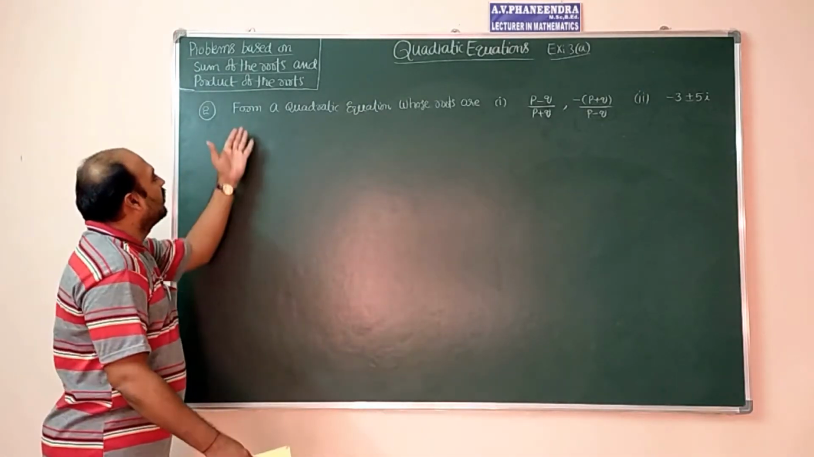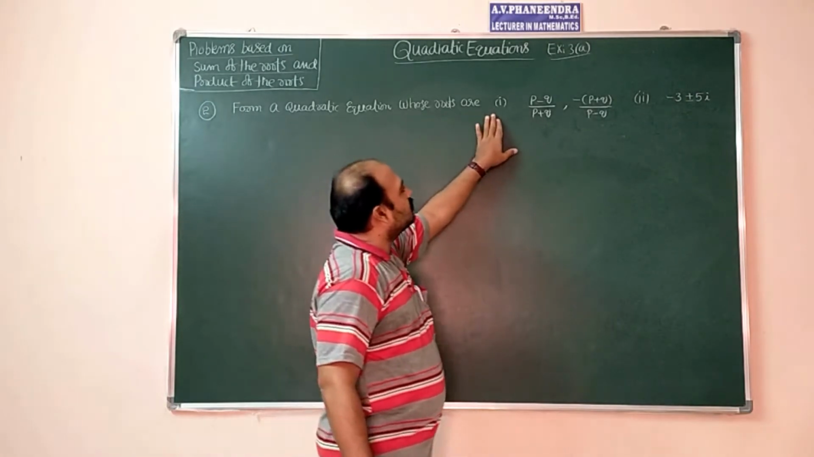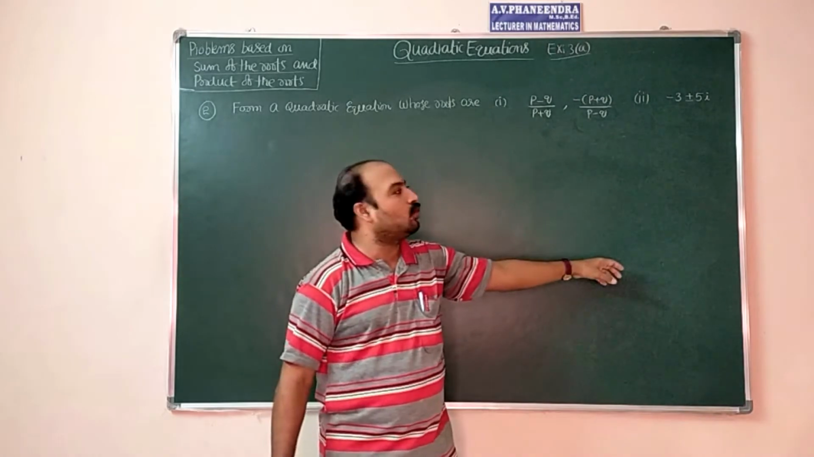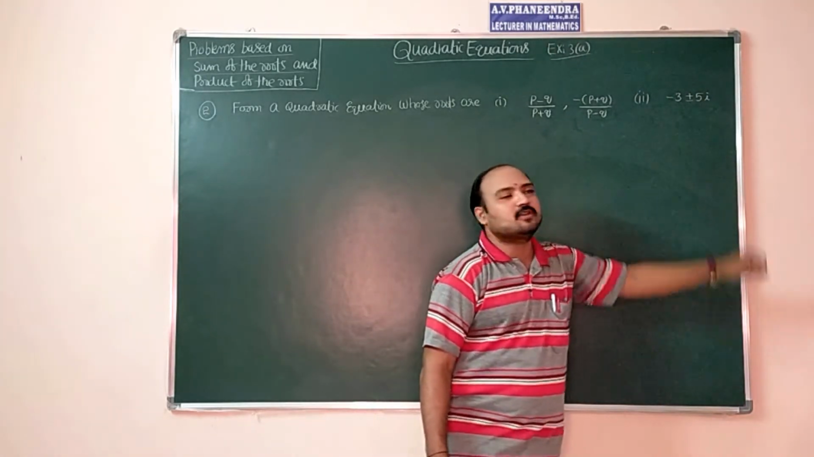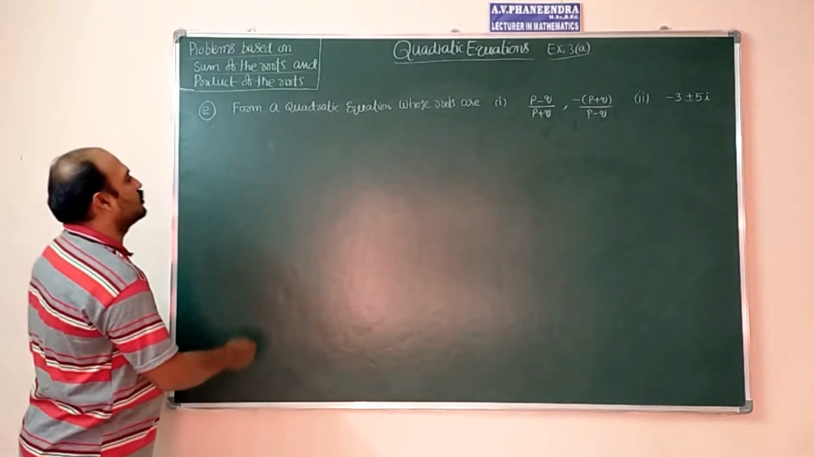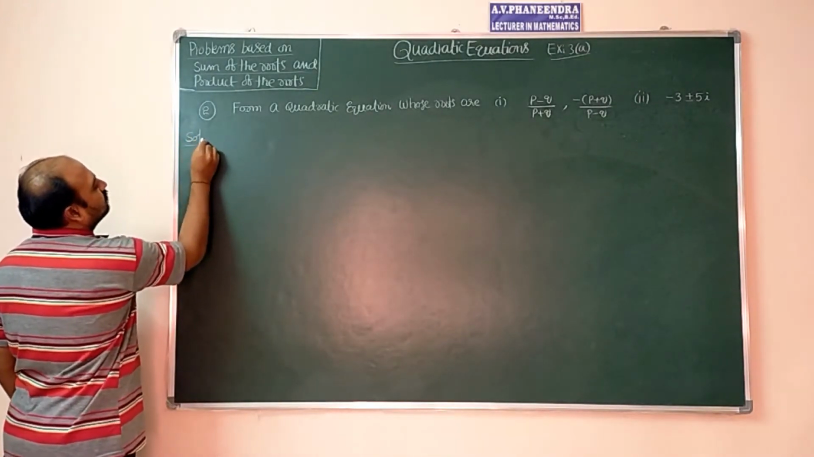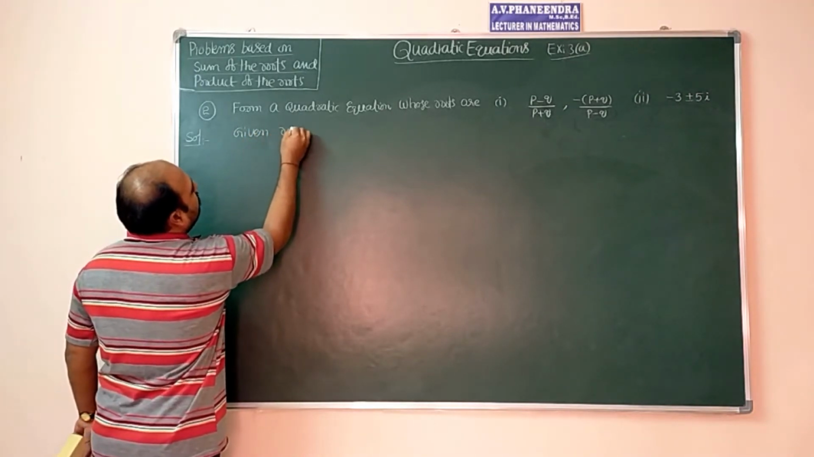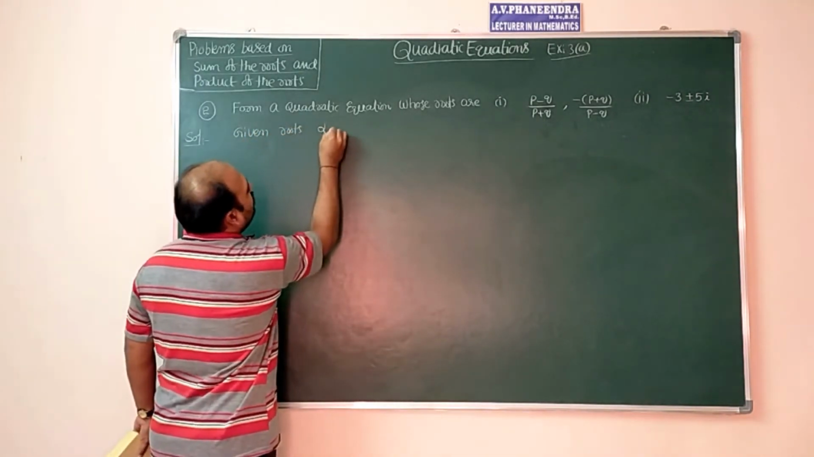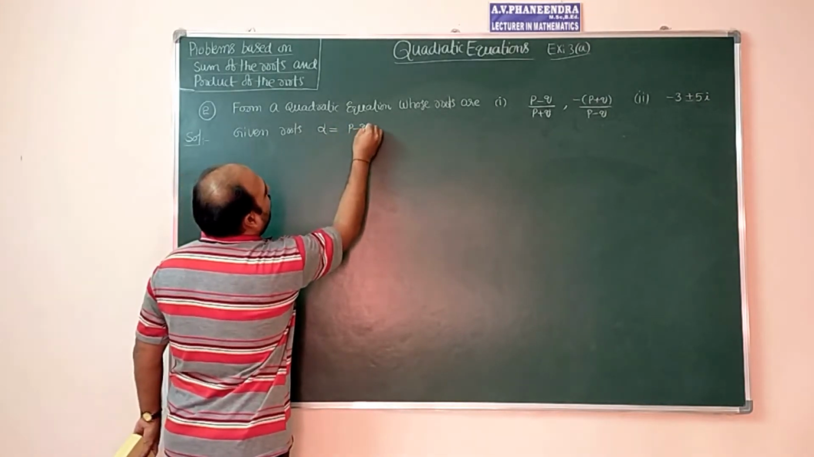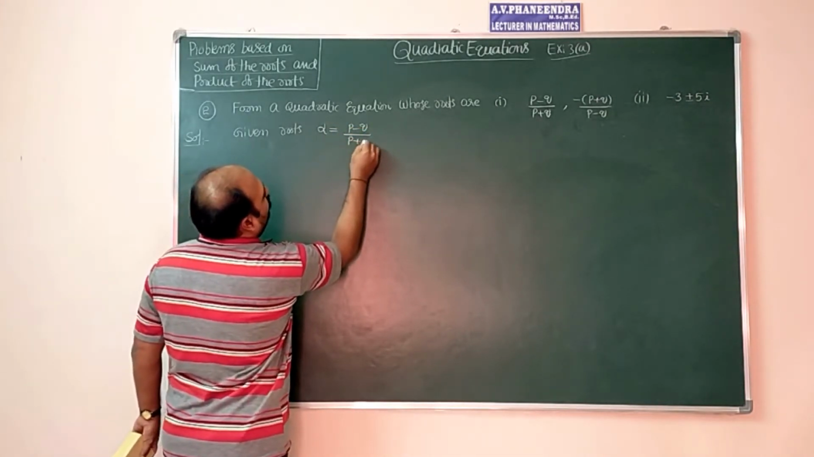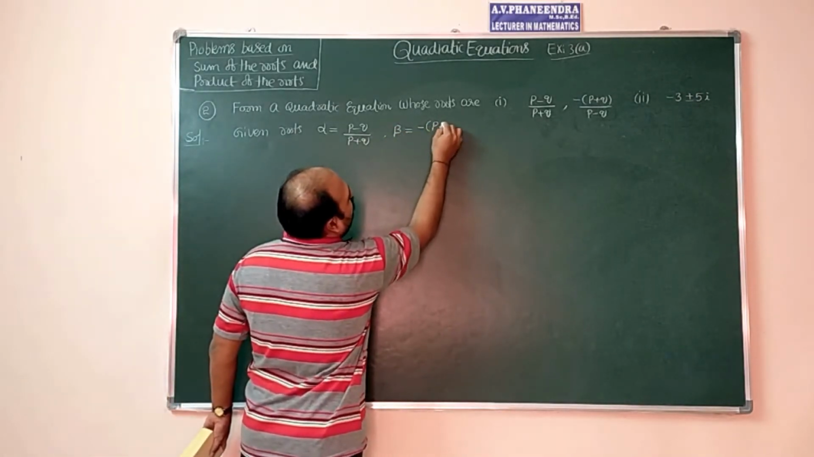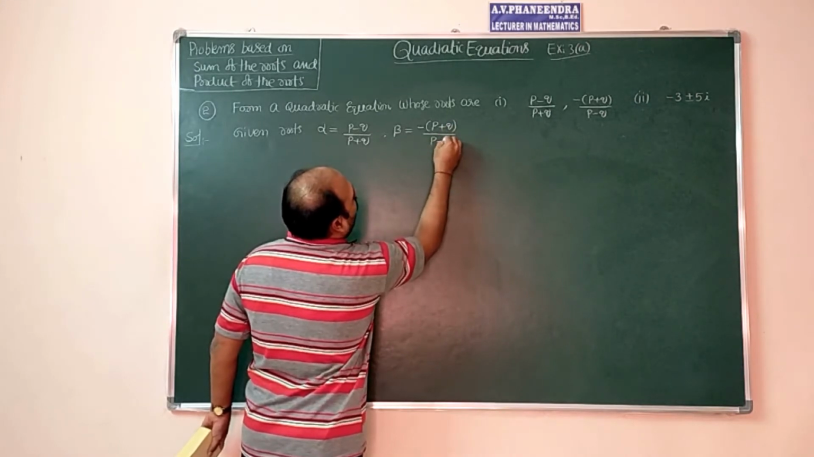Next question. Form a quadratic equation whose roots are (p minus q) by (p plus q) and minus of (p plus q) by (p minus q). And second question, minus 3 plus or minus 5i. First we will discuss the first question. Given roots of the quadratic equation, one is assumed as alpha equal to p minus q divided by p plus q, and beta is equal to minus of p plus q divided by p minus q.